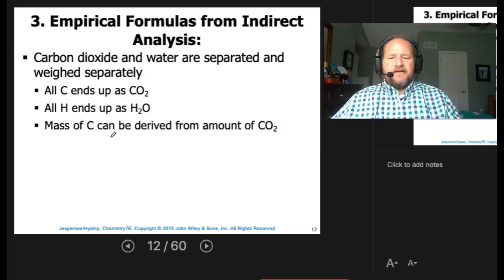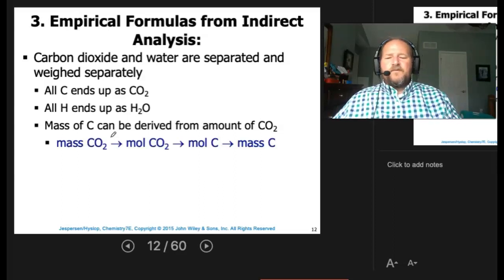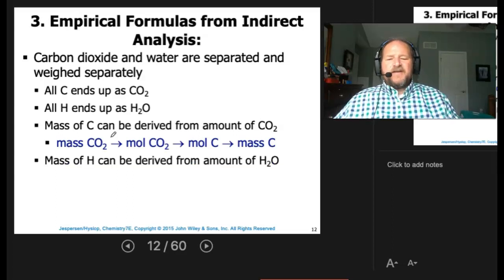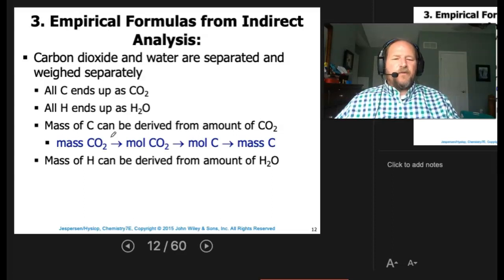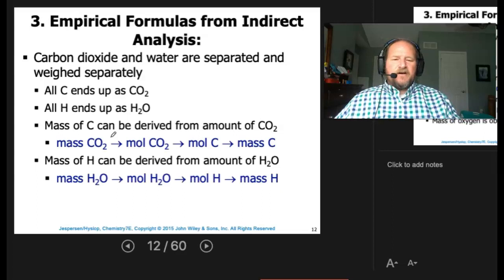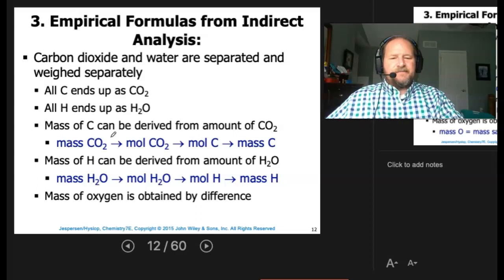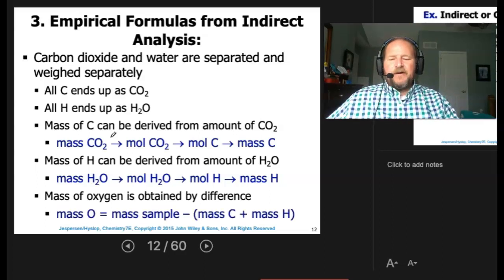So the mass of the carbon is derived from the amount of CO2 in the sample. We'll do that 3-step process where we're going to take our mass of CO2, convert that into moles of CO2, convert that to moles of C, and then finally we'll have our mass for our carbon. For the hydrogen, it's the same concept, but we're going to be looking at the water. So now we're going to take the mass of water, convert that to moles of water, then moles of water to moles of hydrogen, finally moles of hydrogen to mass of hydrogen. The mass of oxygen is going to be obtained by difference. So the mass of oxygen will equal the mass of the sample minus the masses of the carbon and the hydrogen that we already calculated.